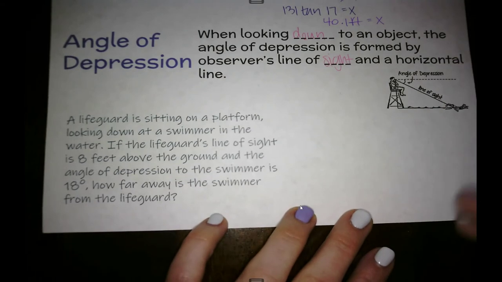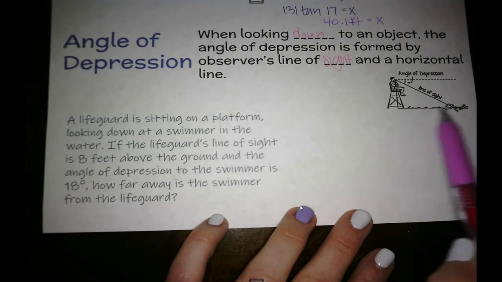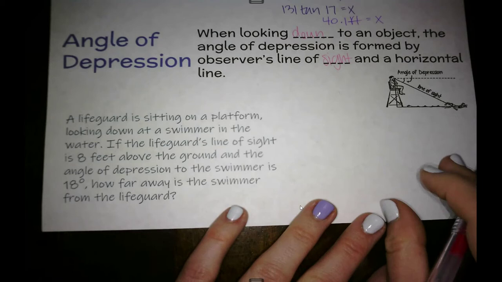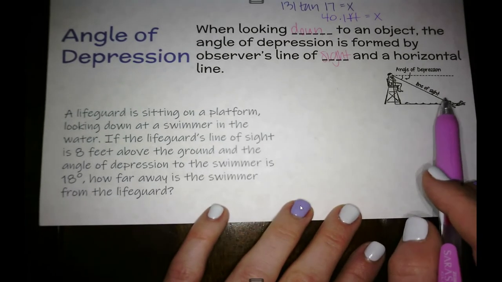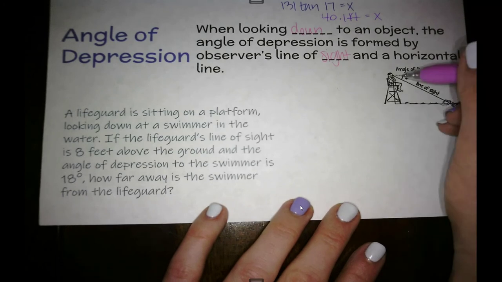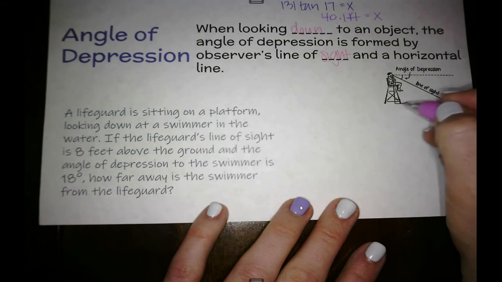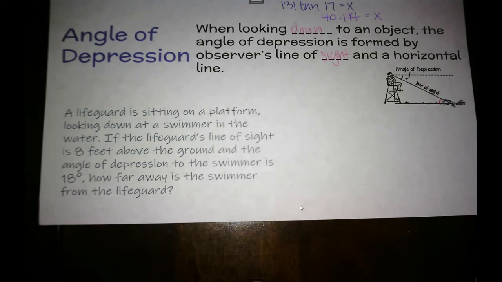Because it's with the horizontal line. And we know that this horizontal line is the same as this horizontal line. So we know something about the angle here. That's going to be the same. So then this is our right triangle, and this is going to be the angle we're talking about this time.